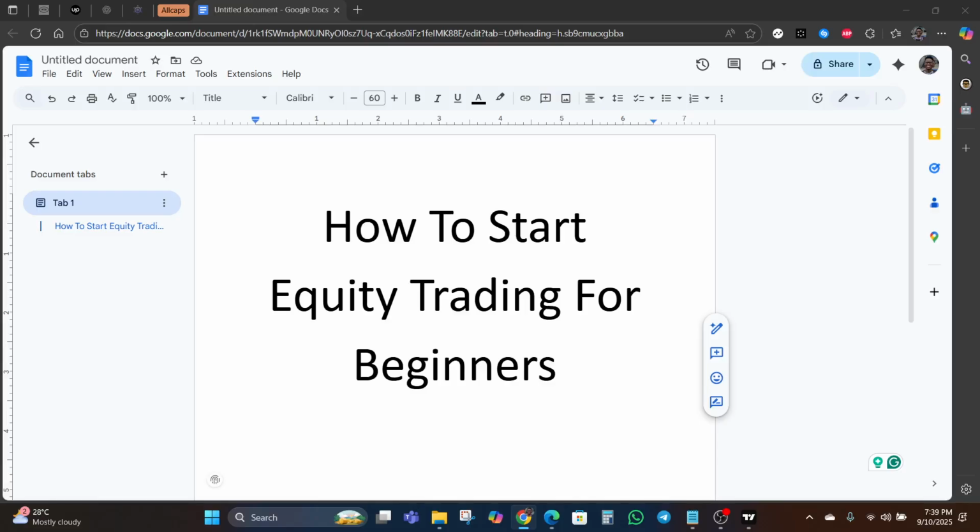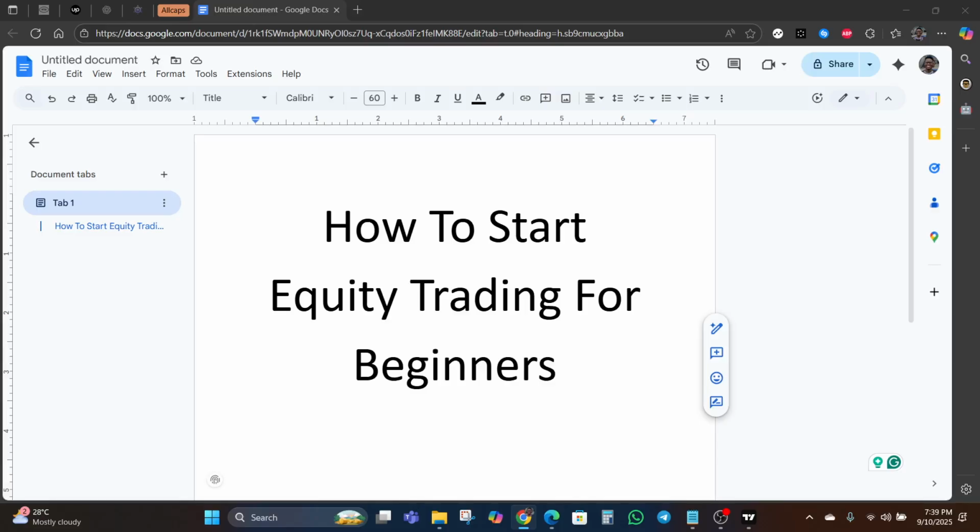Now, equity trading starts with understanding what equities are. Equities represent ownership in a company. When you buy shares, you are not just investing, right? You are actually becoming a part owner of that business. Equity trading is the process of buying and selling those shares on the stock market.